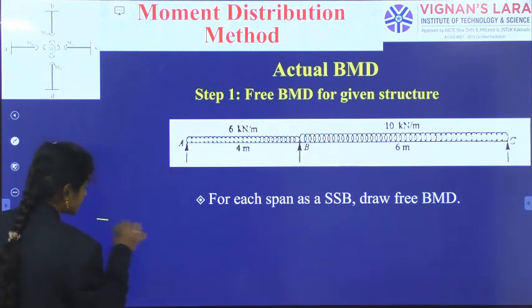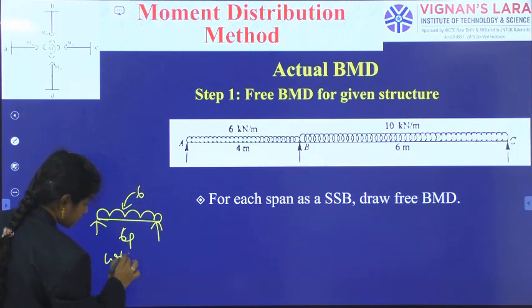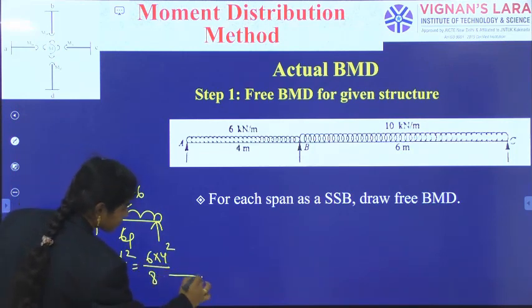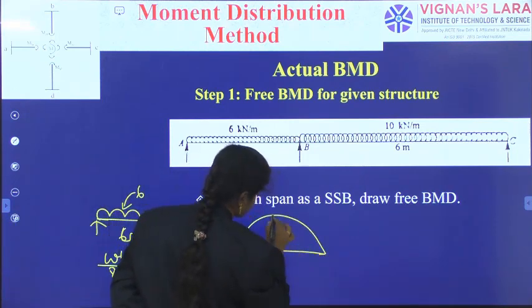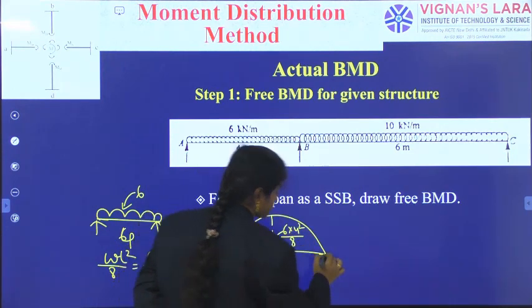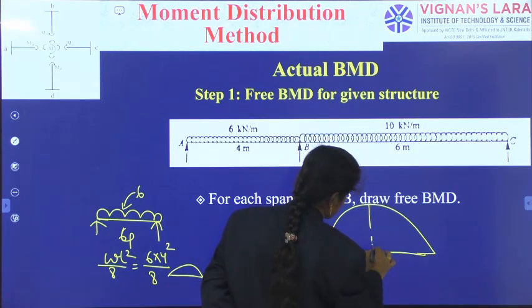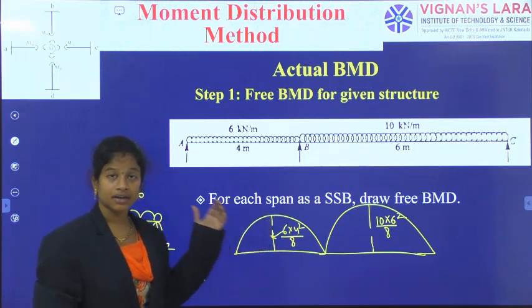That free BMD, how can I calculate? Taking each span as a simply supported beam with UDL. So, 6, 4, WL square by 8. So, 6 into 4 square by 8, some parabolic portion. Okay. So, 6 into 4 square by 8. And the next thing is again a parabolic portion, 10 into 6 square by 8. So, in this way, we will complete the free bending moment diagram.